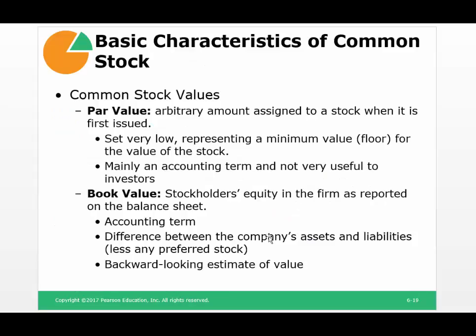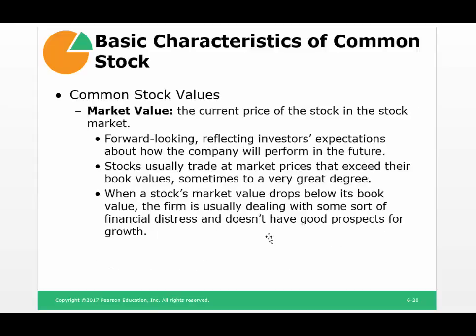So let's continue on. Common stock values. There's something called par value and book value. Par value is just an arbitrary number. It's really just an accounting term. It's essentially useless from an investor perspective. The book value of a company basically tells me the accounting value of the company. It's kind of a backward look at what the company is worth, and it's a historical designation. So it really has nothing to do with the current value of the company.